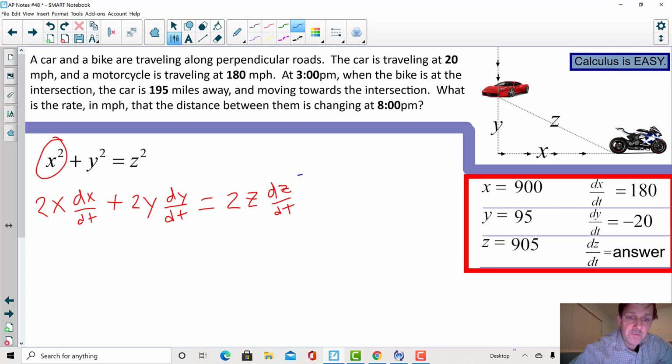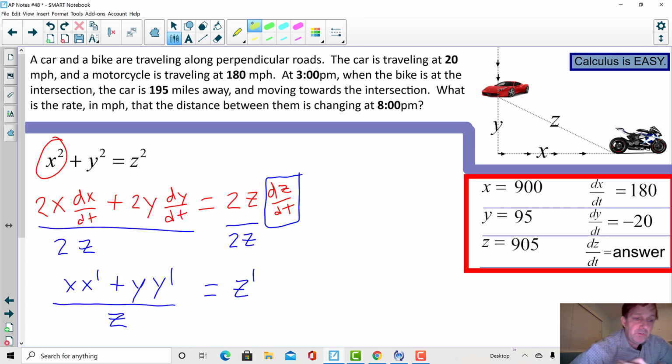Now I'm trying to solve for dz dt. So I can just divide everything by 2z. My final answer will be, now I want you to notice that you can either write it as dx dt or you can write it as x prime. Same thing with the dy dt. You can also write it as y prime, or dz dt. You can also write it as z prime. But now that we've solved for z prime, remember z prime was our final answer, we just need to figure out what all of these pieces are. We need x and x prime, we need y, y prime, and we need z.